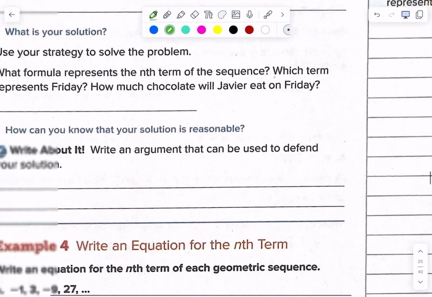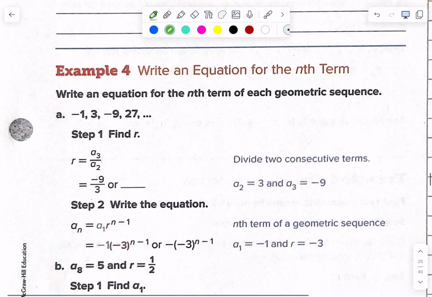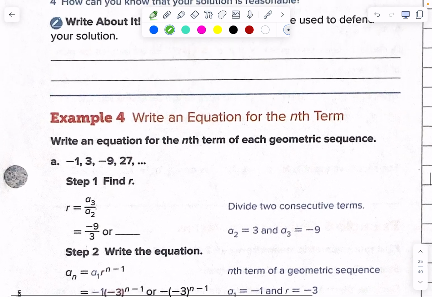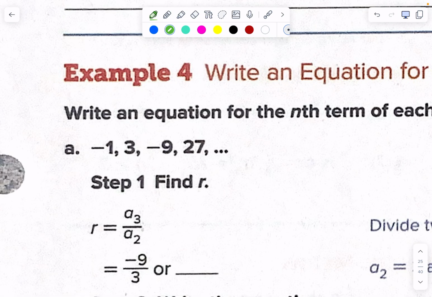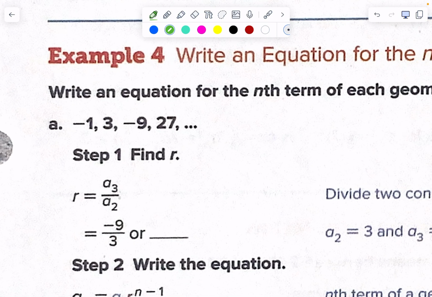Example 3, let's skip it because it's too many words. Let's practice this one and then we'll be done. Example 4. Do you guys want another example? Example 4. This is another one where we're writing equations. Am I going too fast?